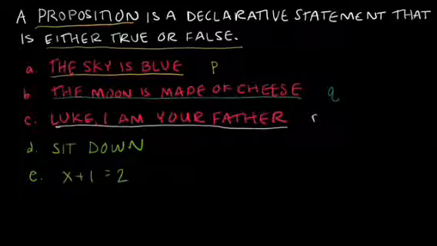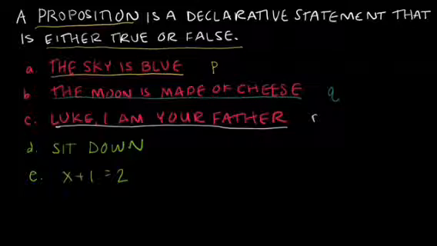Now take a look at the difference of the statements that I've written in green. D says sit down. Sit down is a statement, but it is neither true nor false. I can't say true, you have sat down. That statement would have to be you sat down. That's either true or false. But sit down is just telling you what to do, and that is not a proposition.